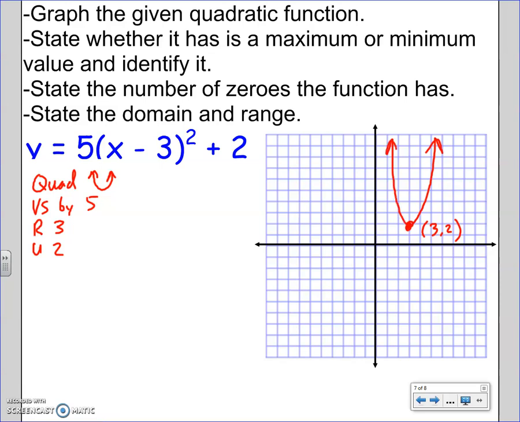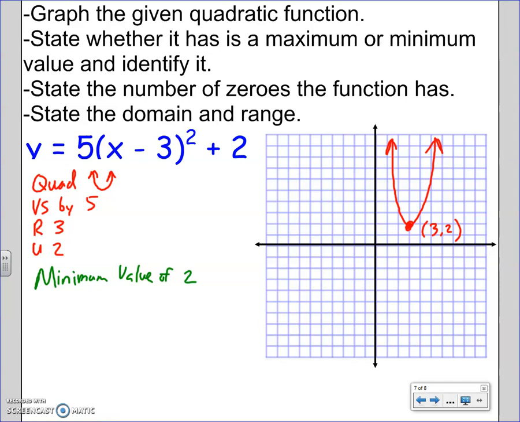Alright, so there's my picture. I can answer other questions. Is there a max or min? It has a minimum because the U is going up. There's a bottom and no top. So the minimum value is 2. And the minimum is located at x equals 3, but the minimum has a value of 2.